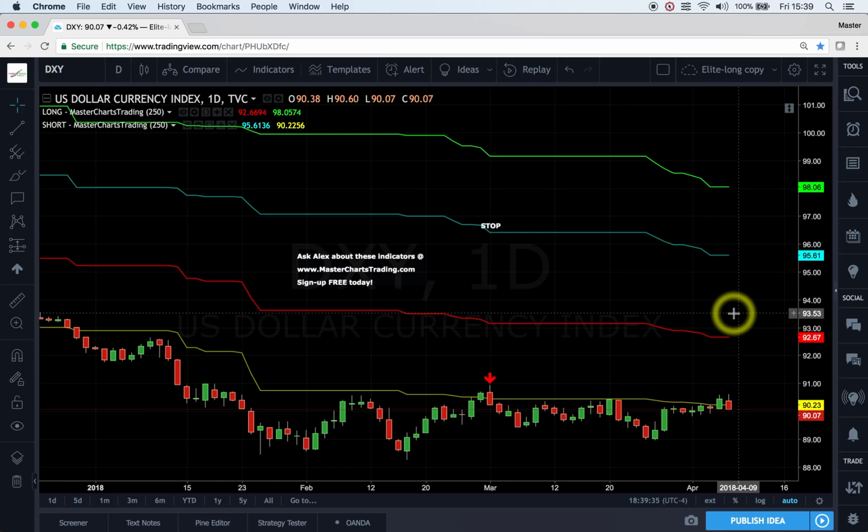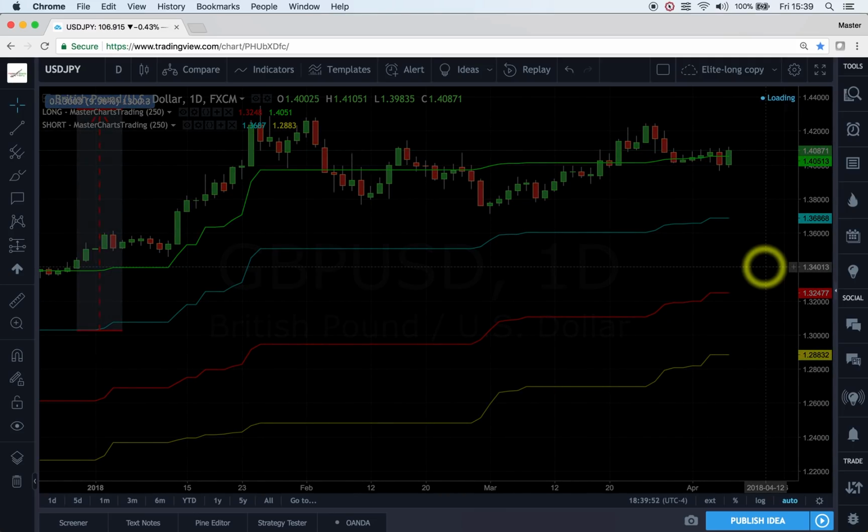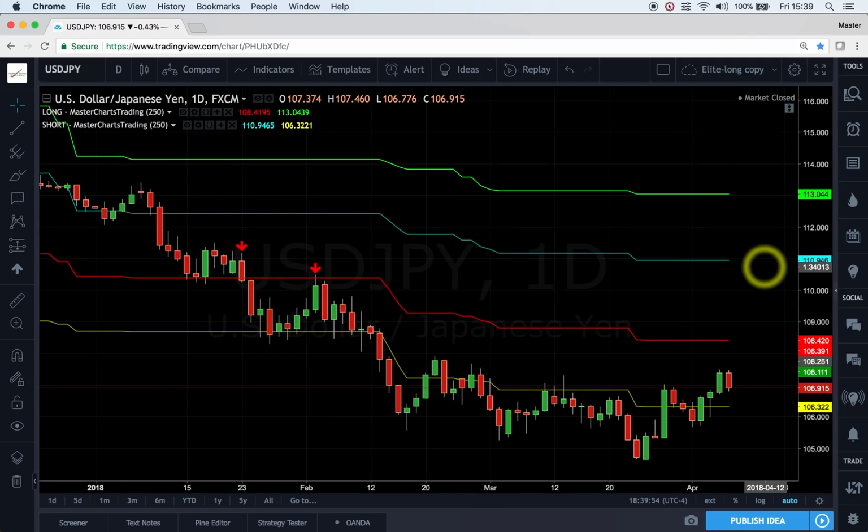British pound versus US dollar, similar pattern to euro, kind of trying to bottom around the blue line, green line, but I think it might go lower to the blue line. And again, if that happens, then we can see a strengthening of the dollar index.